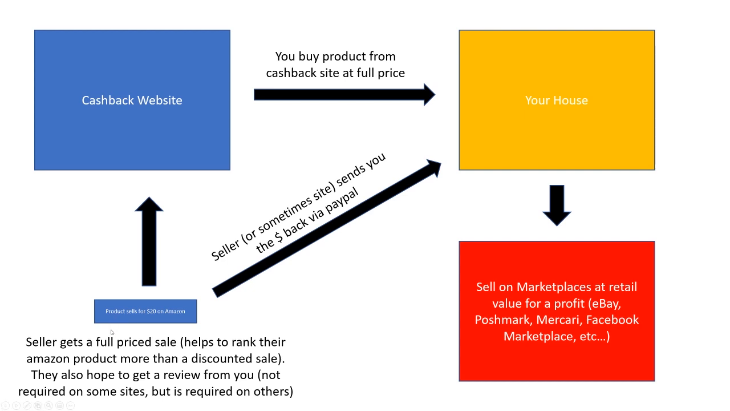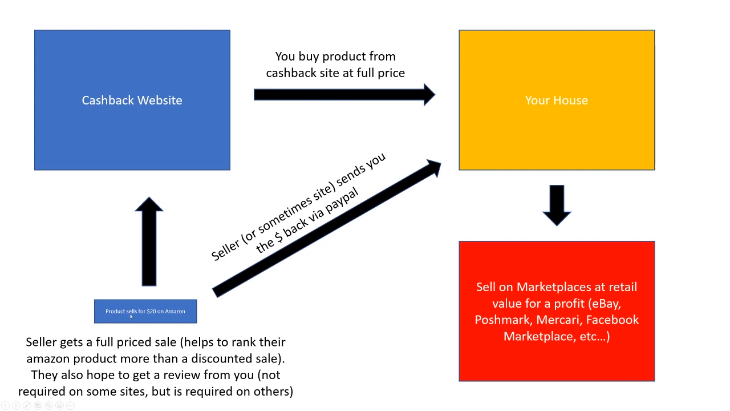Basically, all you need to know is a seller, to rank their product, will list it on cashback websites and give it away for free via cashback, like I'm about to show you, just so that they can get sales on Amazon. So Amazon recognizes that their product is getting sales and it will help them rank, right? A seller gets a full price sale, which obviously helps them rank their Amazon product more than a discounted sale. They also hope to get a review from you, but that's not required on most sites. It is required on some of them, but very, very few, okay?